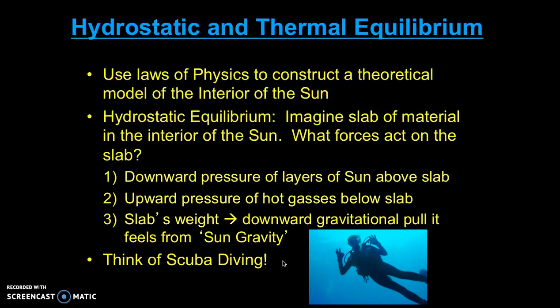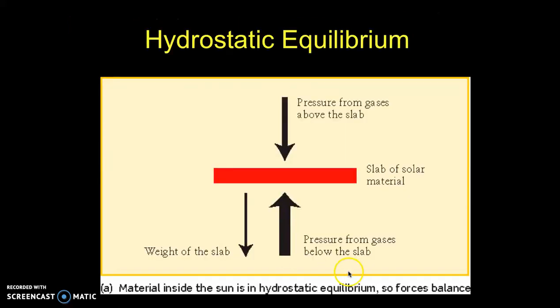And that's hydrostatic equilibrium. So if we use the laws of physics, we can construct a theoretical model of the interior of the sun. And this is where we can construct our model of hydrostatic equilibrium. So if you imagine a slab of solar material, so I'm going to go to the next slide here. Okay, so here's a slab of solar material. It's in equilibrium, meaning it won't move up or down within the sun. So that means the pressure from below, okay, has to balance out the pressure from above. So the pressure above the slab, okay, the weight of the slab itself, and all the layers above it are pushing down on this layer of gas, okay.